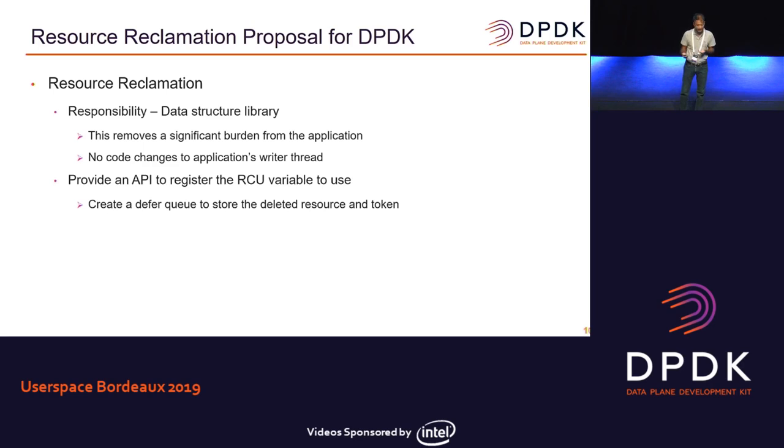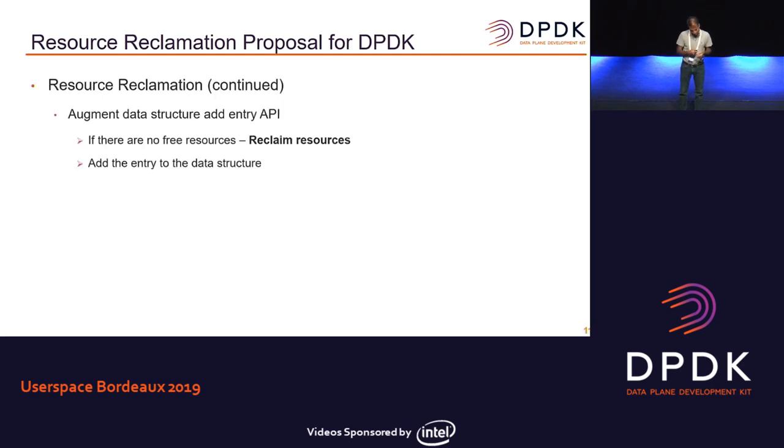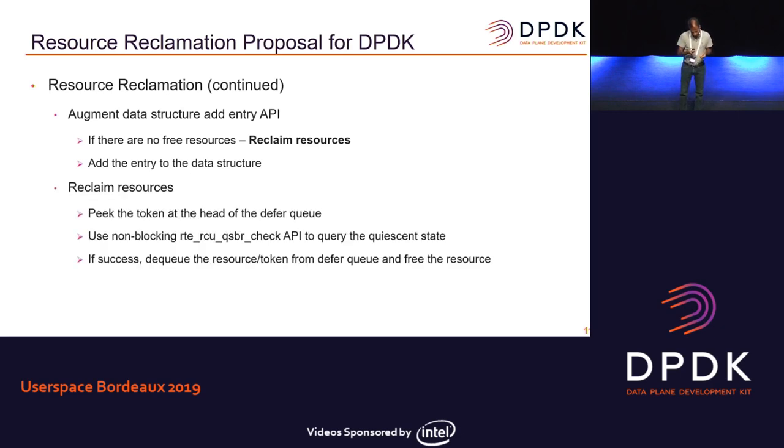The library has to provide an API to register an RCU variable. Whenever somebody provides that RCU variable, it goes ahead and creates the defer queue to store the resources. Then the delete API needs to be augmented with the process that we discussed in the previous slide. Similarly, the add API needs to be changed. And then we have to introduce the reclaim resource process, which looks at the queue, checks if the quiescent state has been crossed, and then frees the resources.